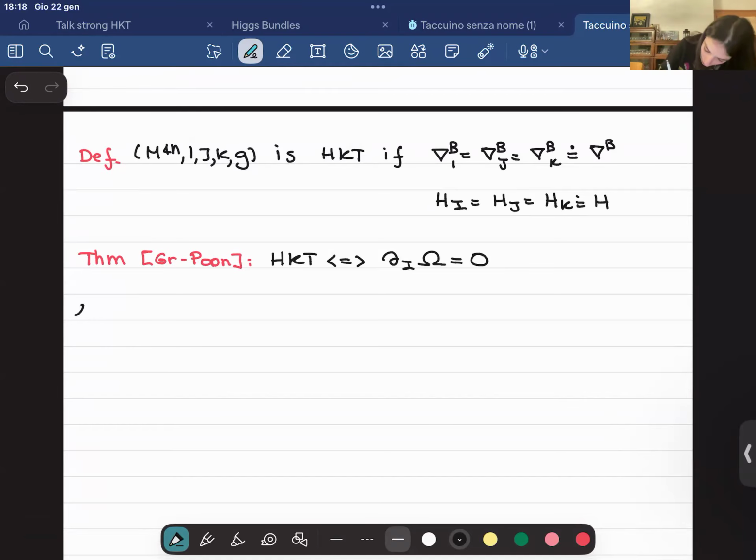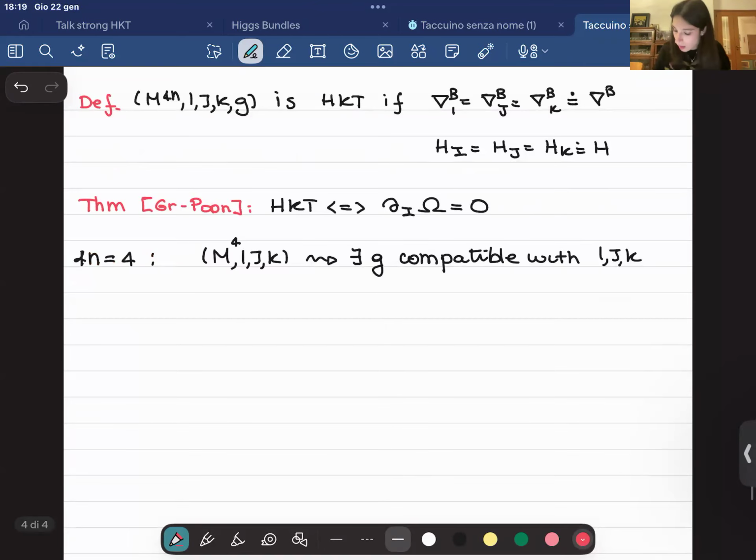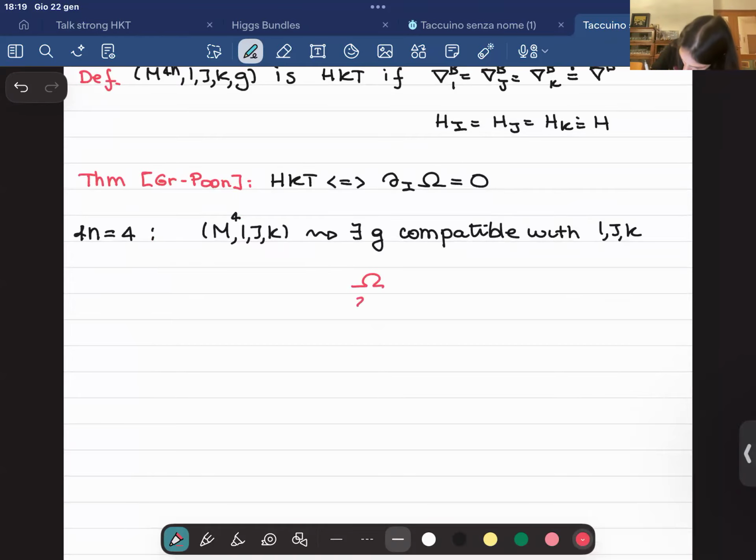So if we are in quaternionic dimension 1, and if we have a hypercomplex manifold, so if we are in dimension 4, we can always cook up a hyperhermitian metric, so there always exists a g compatible with I, J, K. Also, what I wanted to say is that if I cook up this (2,0)-form, since I am in real dimension 4 or complex dimension 2, this is always ∂-closed. So this is always HKT.